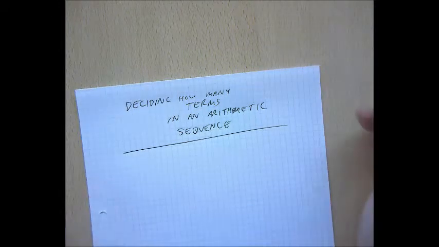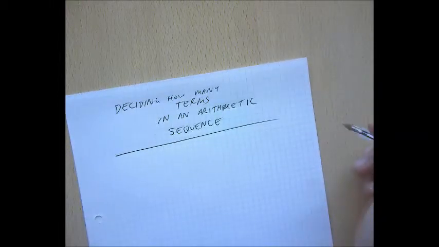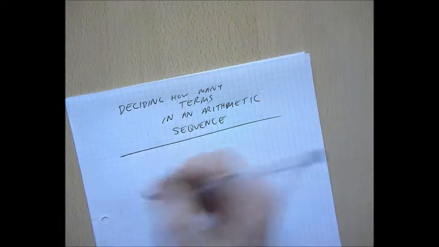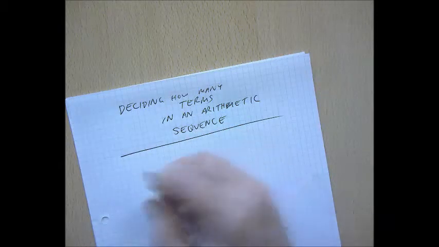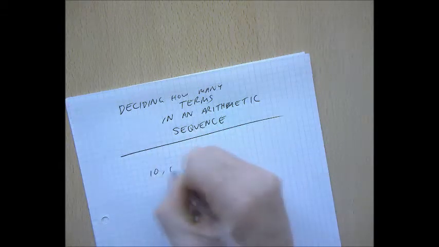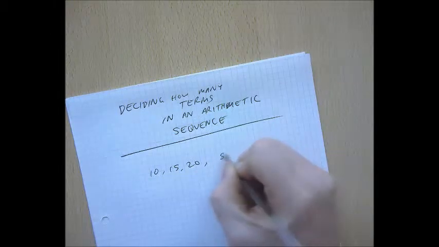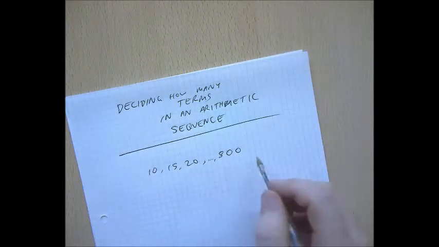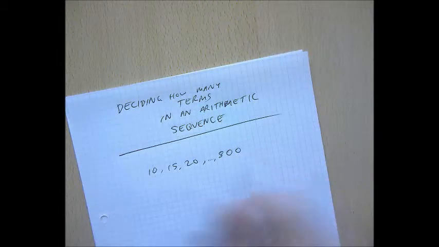In this video, I explain how to decide how many terms there are in an arithmetic sequence. If the arithmetic sequence goes on forever, then there's obviously an infinite number of terms. But if it's a sequence that stops, for example, then you can find out how many terms there are.